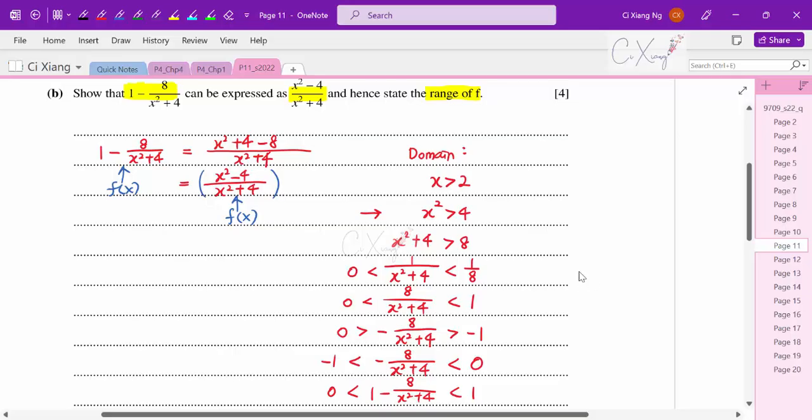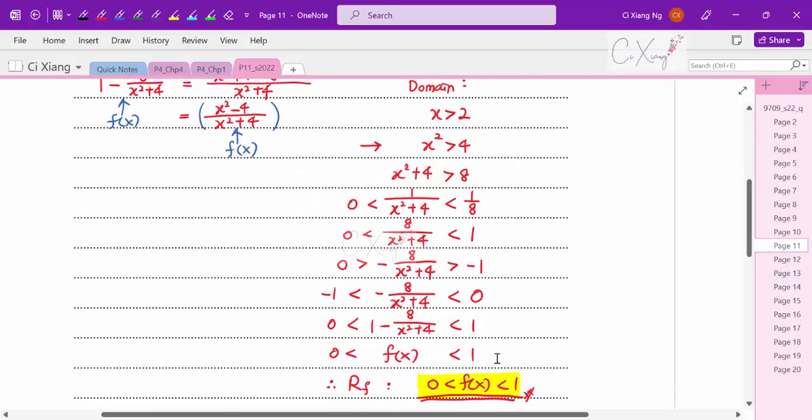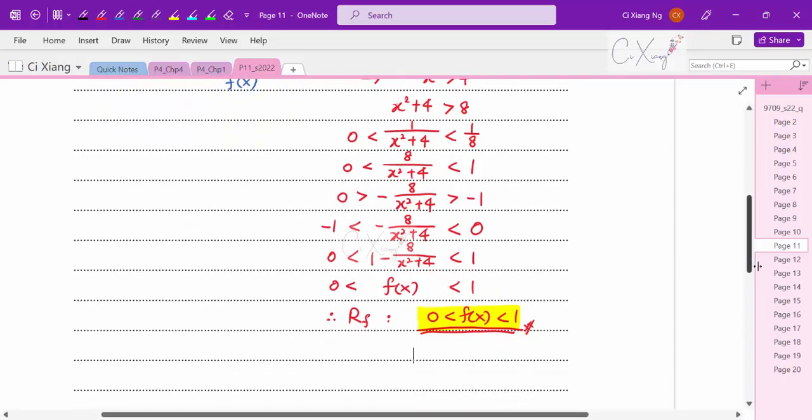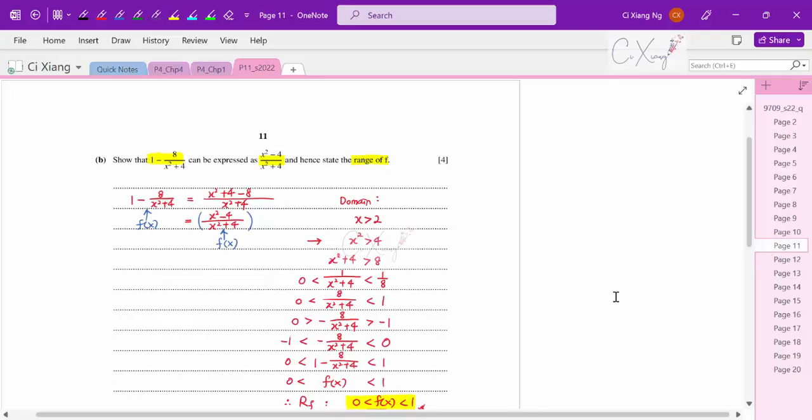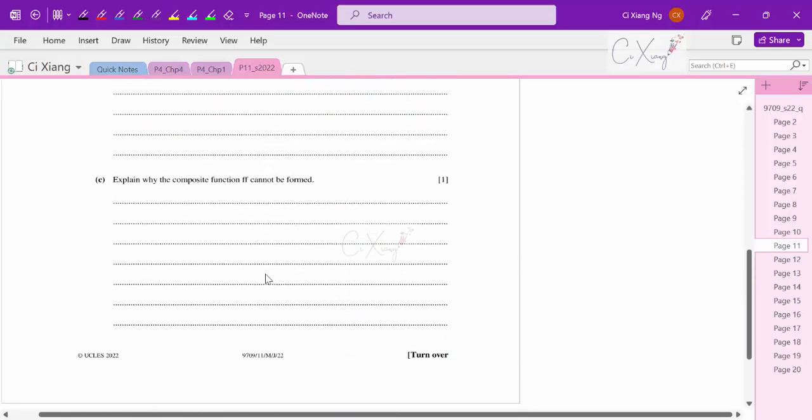Okay, so this is one suggestion. Some of you might have some other method to solve for the range. Also, you can apply it. All right. Okay, so let's continue to part C. Okay, so there's a part C here.